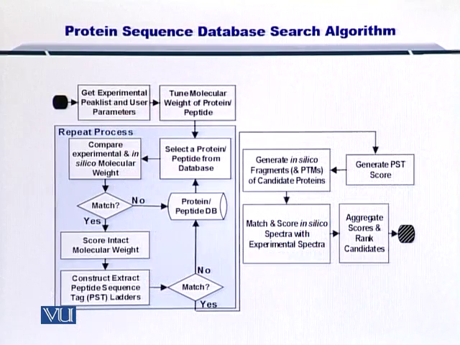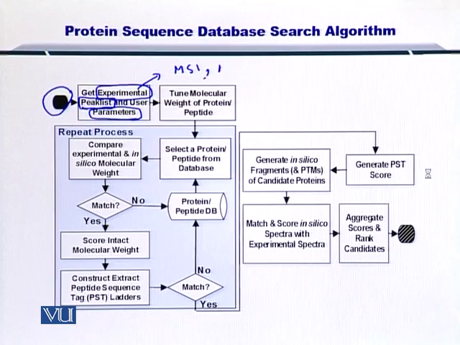So in this flowchart, I'm going to give you a step-by-step guide on how to integrate each of these three methods that I just mentioned to you. First of all, you start from here, you get the experimental peak list, right? And some parameters to search this peak list. This peak list typically comprises MS1, that is the intact mass, and MS2, that is the fragment mass. If you want, you can tune the molecular weight of the protein as well, depending upon any measurement error, or most of the time you can skip this step.